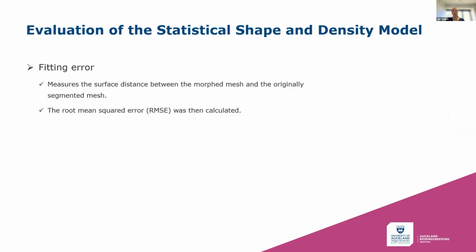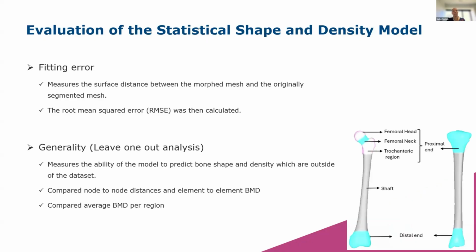So to evaluate our statistical shape and density model, we looked at the fitting error. So the root mean square distance between the nodes of the CT scan segmented bone and the host mesh fitted bone. And then for our leave-one-out analysis, we looked at how well we predicted a new bone geometry and bone mineral density by looking at the node-to-node distance, again, between the CT scan segmented bone and the statistical shape and density model predicted bone. And we also compared element-to-element bone mineral density and the average bone mineral density per region.